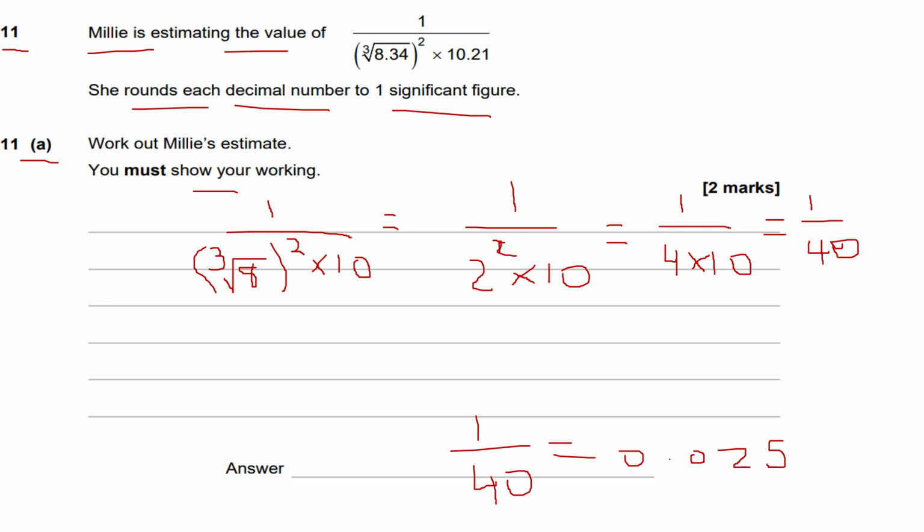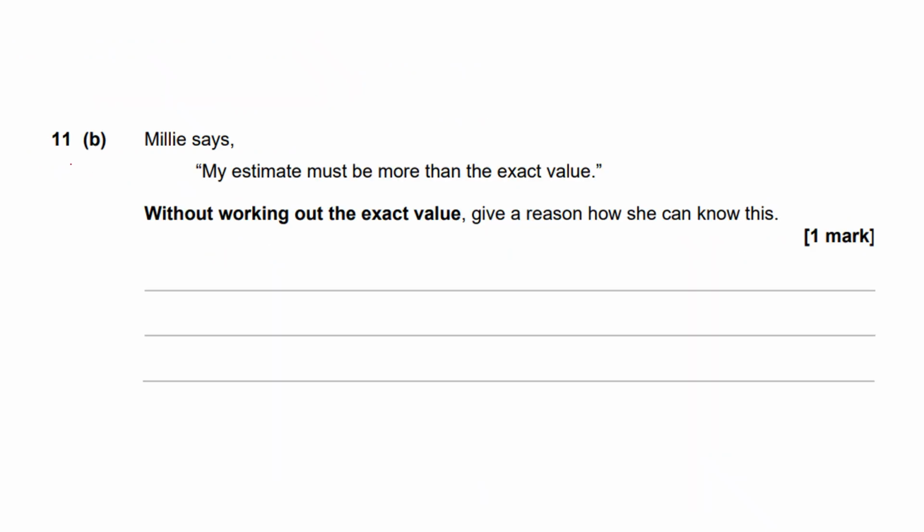Okay, so it's the first non-zero number and then followed by the rest zeros. And use the rule 5 or more you round up, 4 or less you round down. But Millie says my estimate must be more than the exact value. Without working the exact value, the reason how she can know this. Well, it's 1 over the cubic root of 8.34, I think it is, all squared times by 10.21.